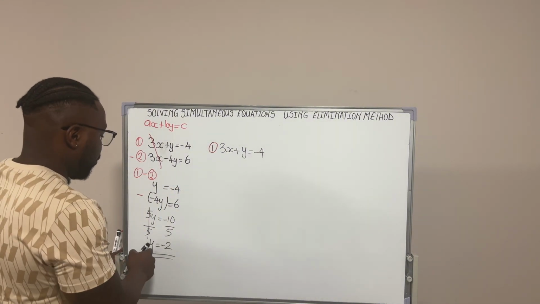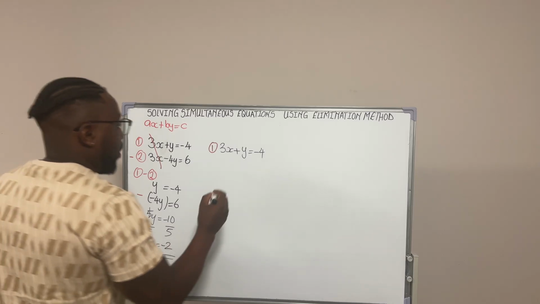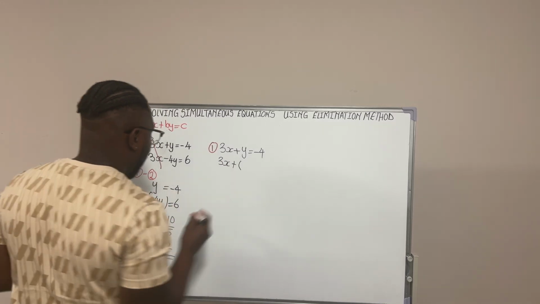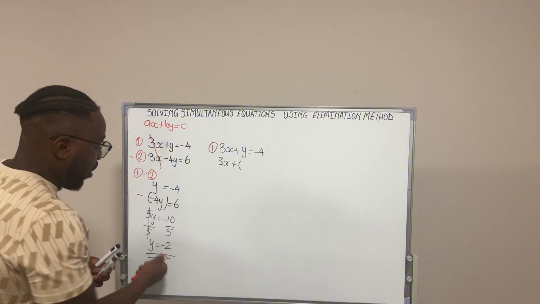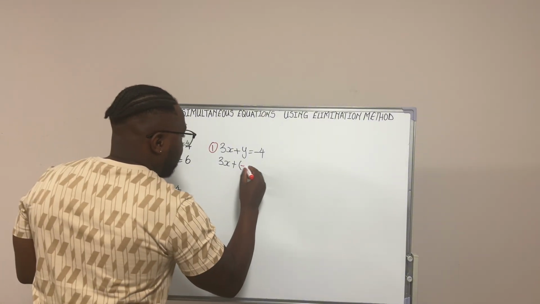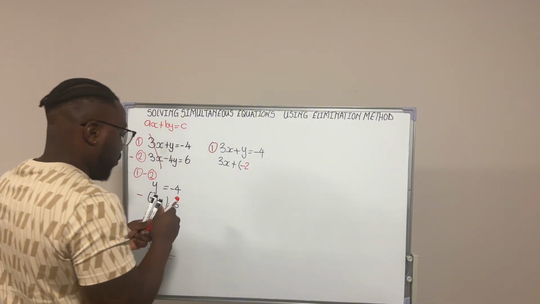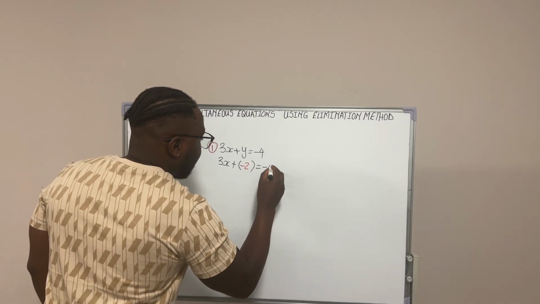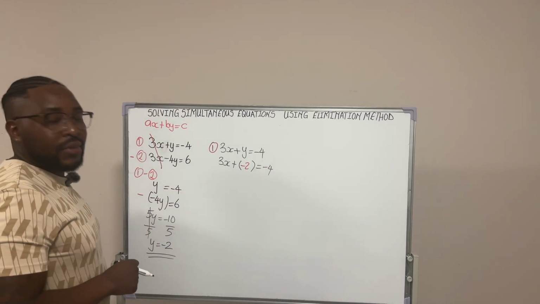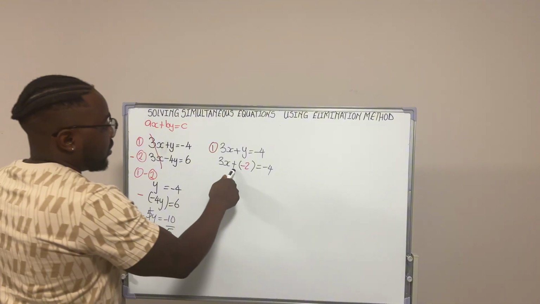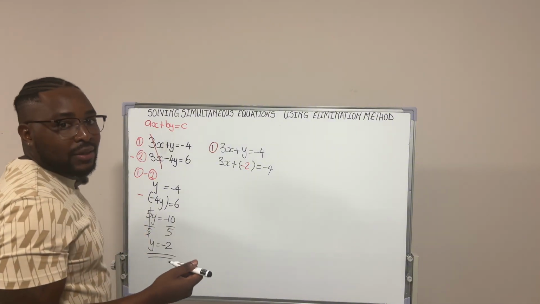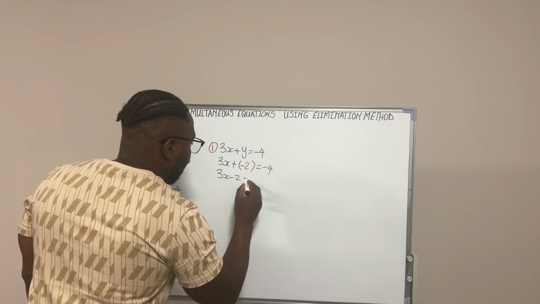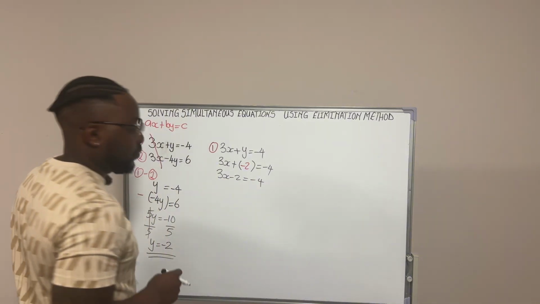Now let us substitute our y value. So we have 3x plus, let's open our brackets. What's our y value? Our y value is negative 2. Let's close our brackets, equal to negative 4. Positive multiplied by negative, what's that? That's negative. So the equation then will be 3x minus 2 equal to negative 4.